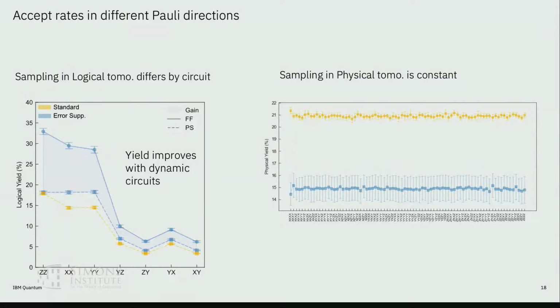So just to show why we might want to do this feed-forward, as you see on the left side, these are points from all the 7 different logical tomography circuits. And if you look at the blue shaded region, you see the acceptance rate of how much data you obtain by using feed-forward is about double compared to if you hadn't done the real-time feed-forward.